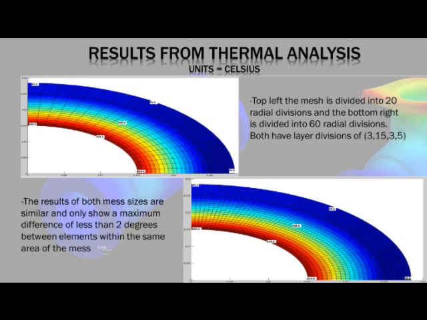You can notice that the temperatures gradually increase from the bottom right to the top left due to the insulated boundary condition. The results of both mesh sizes are similar and only show a maximum difference of less than 2 degrees between elements within the same area of the mesh.